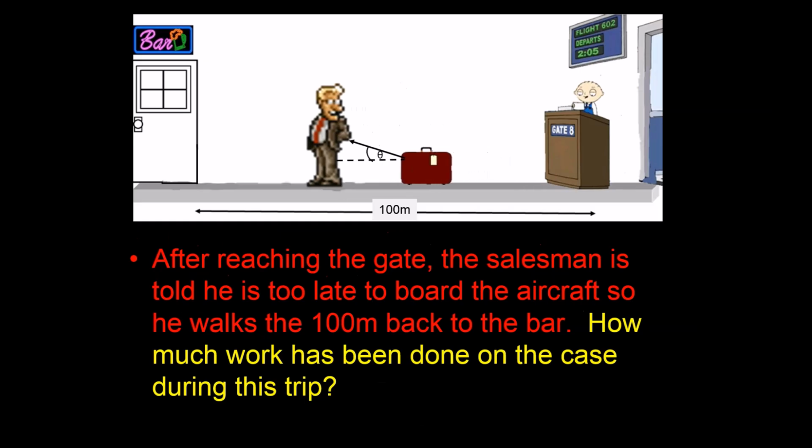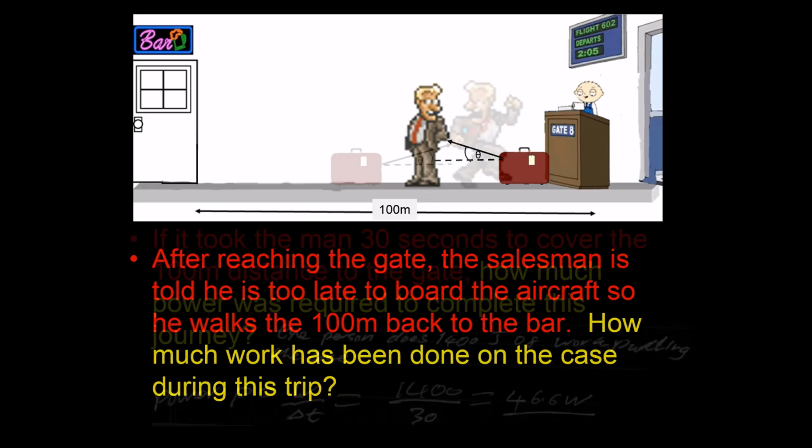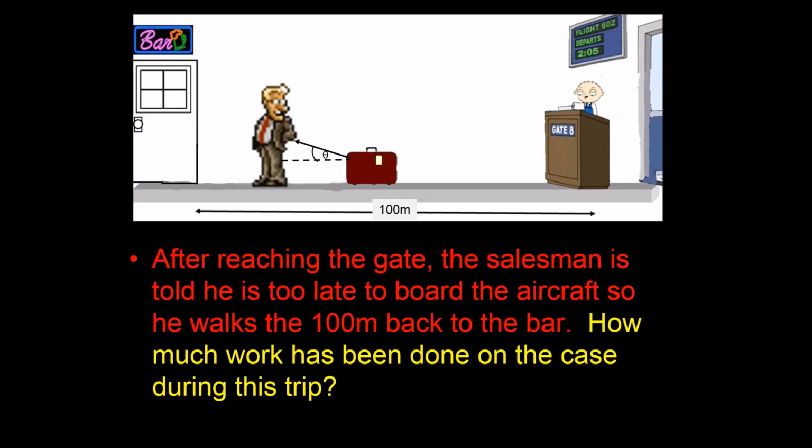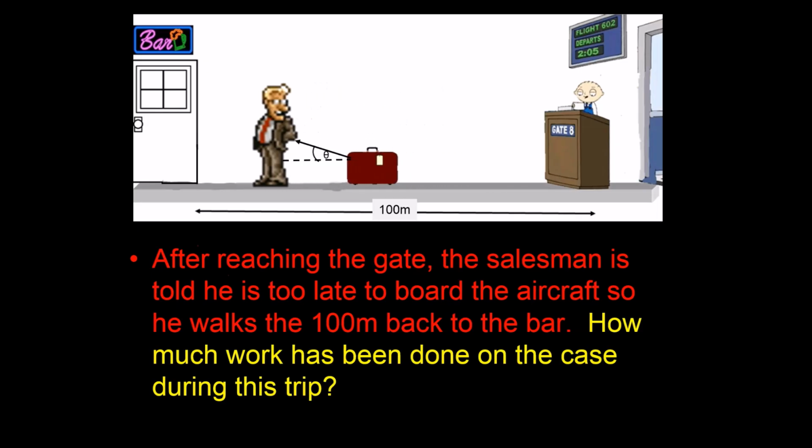Unfortunately, he reaches the gate and Stewie here turns him away. He can't go onto the plane because they've closed the door, and even though he's sitting there watching the plane, he basically has to watch it leave without him. So he walks the 100 meters back to the bar, where he'll hopefully be there until closing time, drowning his sorrows of spending the night in Chicago. How much work has been done on the case during his trip? So he ran to the gate, and now he's going 100 meters back to the bar. How much work has been done?